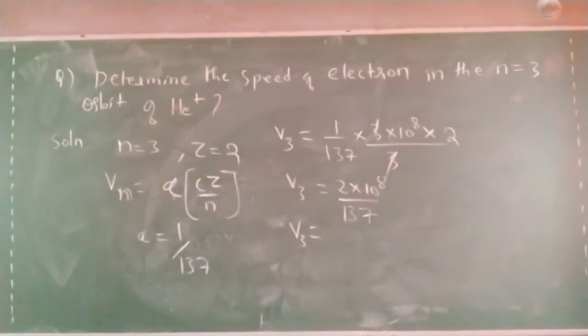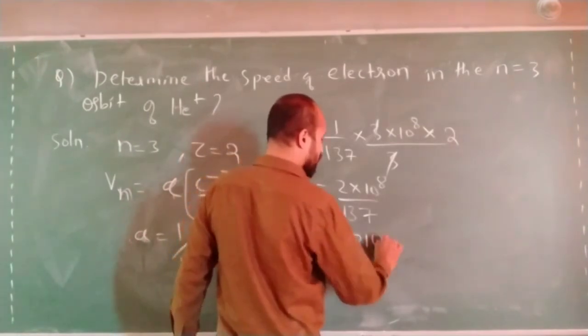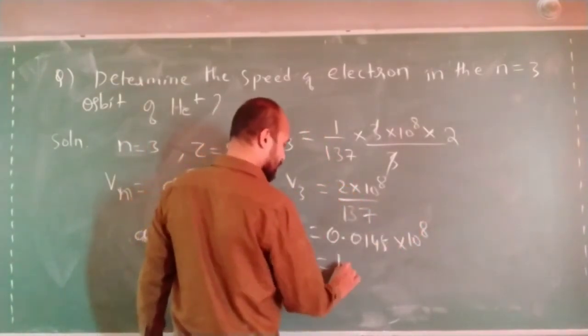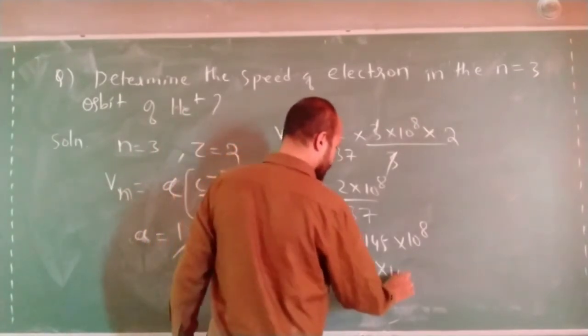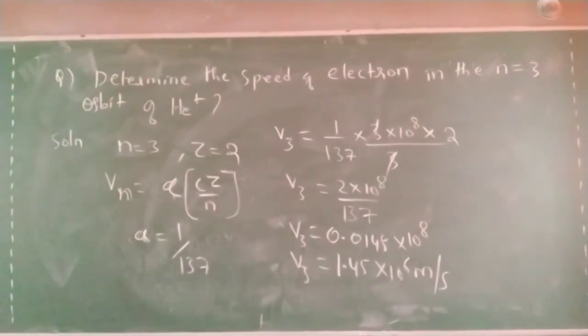Let me calculate and tell you. So you are getting 0.0145 into 10 to the power of 8. So the speed of the electron will be 1.45 into 10 to the power of 6 meter per second. Okay, got it now?